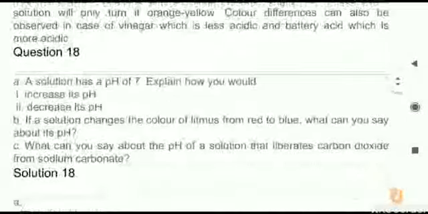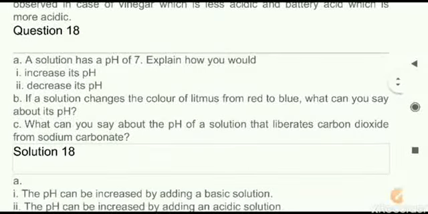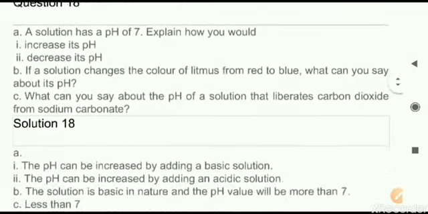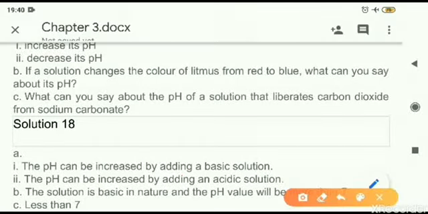Next, question number 18. A solution has a pH of 7. Explain how you can increase the pH, decrease the pH. That we have already seen in an earlier question. pH can be increased by what? By adding a basic solution, or we can write adding an alkali. Next, for decreasing the pH, we have to add any acid. So that is the answer for the A part.